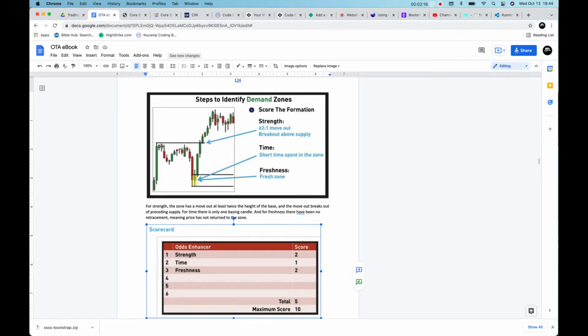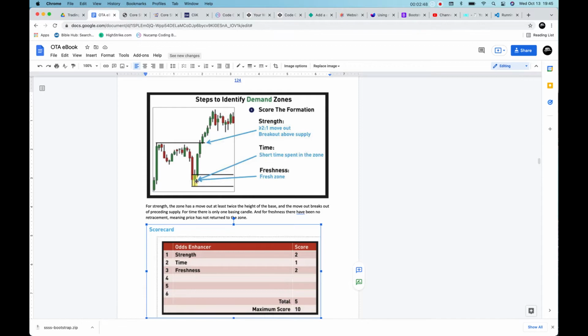So if you look at this example, see this leg up, which is the leg in candle. We see some basing, and then price falls. So this would be the leg out candle. This would be the base. This would be the leg in candle. And this formation would be a rally base drop. And this would serve as the distal line for the supply zone.